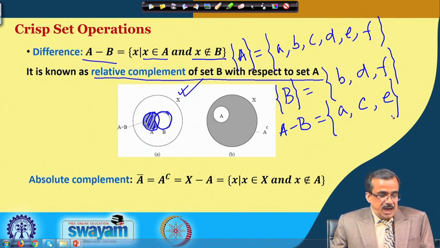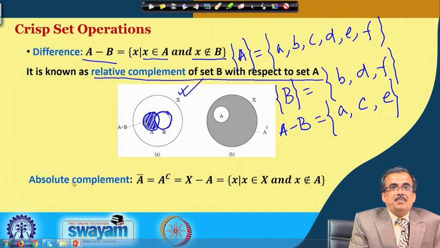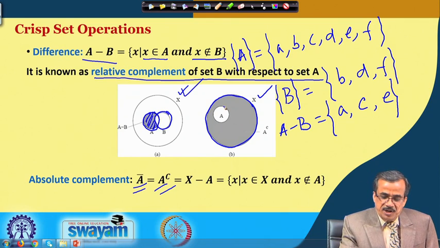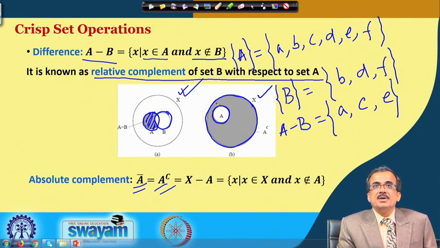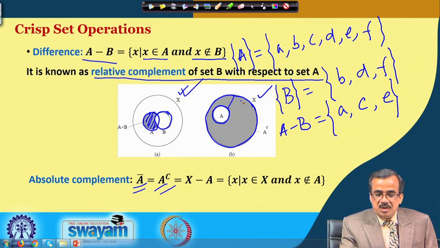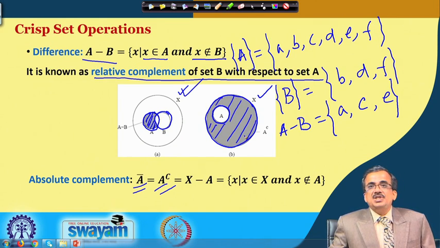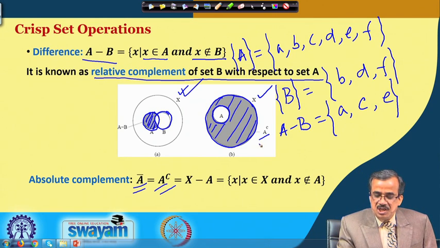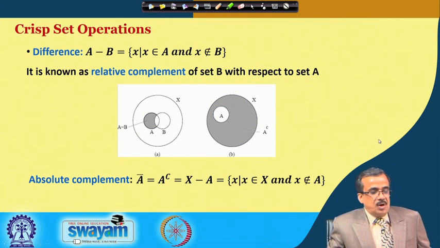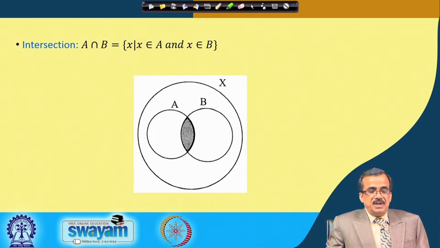Now, there is another concept called the absolute complement, which is represented by A bar or A C. Let us try to understand from here. Supposing that this is the universal set denoted by X, and I have a crisp set denoted by A here. So, X minus A is the absolute complement of A, and this is the black or shaded region. That is nothing but A C, or the complement of A. This is the way we can define the concept of the difference between two sets.